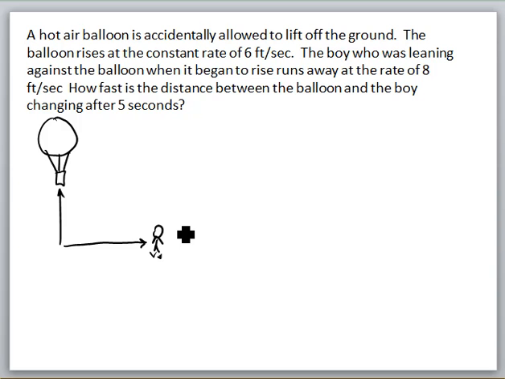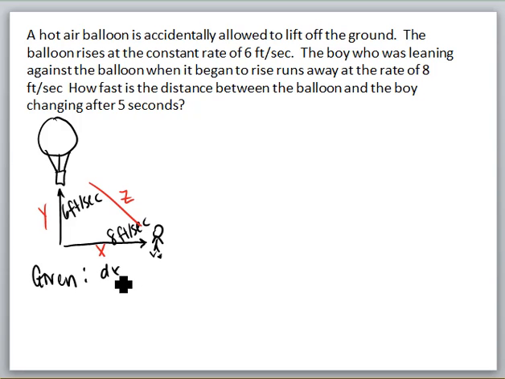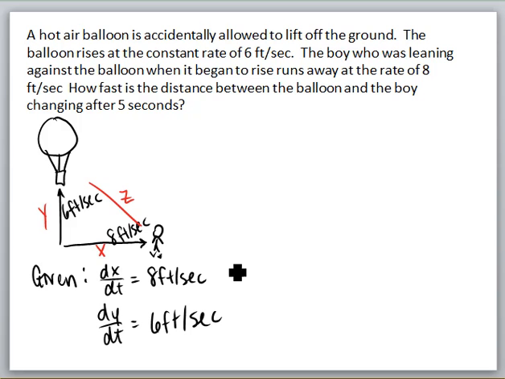The balloon is rising at a constant rate of 6 foot per second, and the boy is running away at 8 foot per second. So that means that, if I'm calling this x, y, and z, I am given that dx over dt is equal to 8 foot per second, and dy over dt is 6 foot per second. This is a right triangle, so we're going to be having to use Pythagorean theorem.